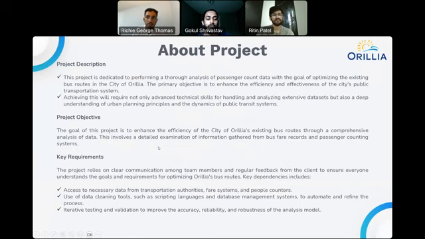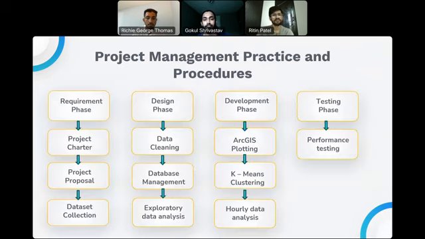The objective is to apply data analysis and ML algorithms to optimize city bus routes. The key requirements are to access the data from the right authorities, and iterative testing and validation to improve accuracy and robustness of the system. In the project management practice and procedures, we have four phases: requirement phase, design phase, development phase, and testing. In requirement, we went through project charter, proposal, and collection.